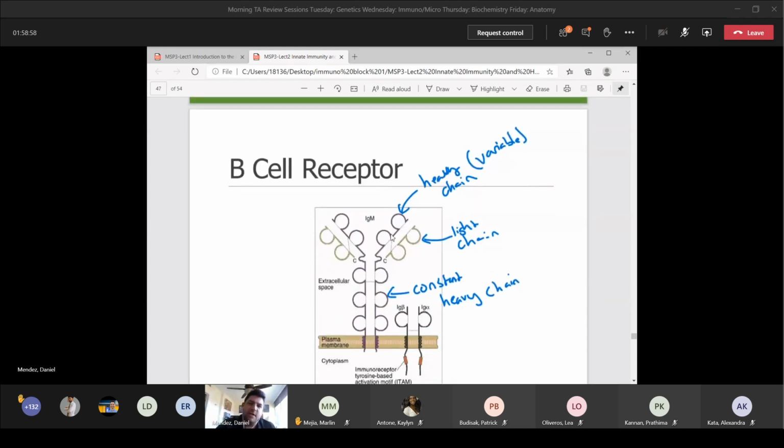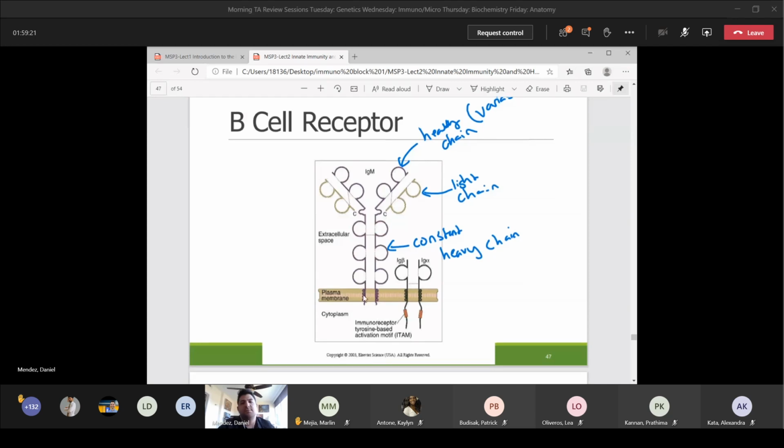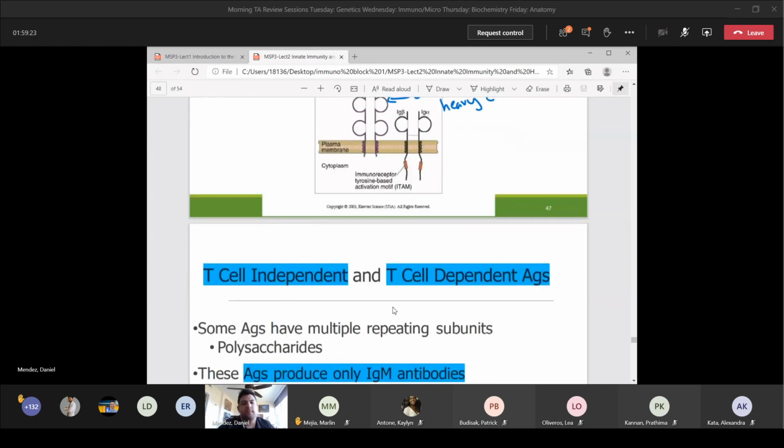So you have your heavy chain here on the inside, and then the yellow part is your light chain. Both of these are variable, which means I can change this portion of the heavy chain and this portion of the light chain to affect antigen binding. This constant region here is what never changes. This single, just the one bottom part of the Y, that never changes, and that's what we actually use to bind to the plasma membrane.